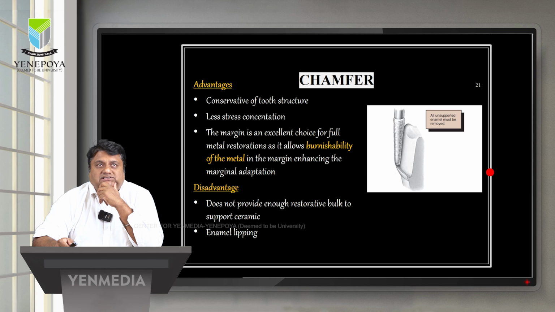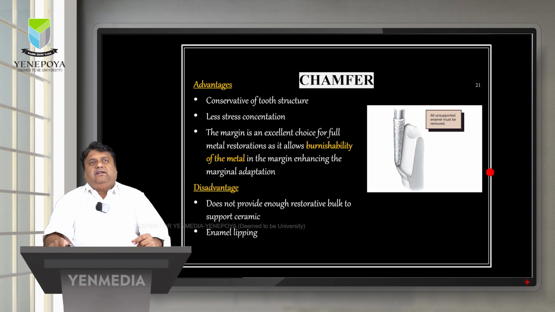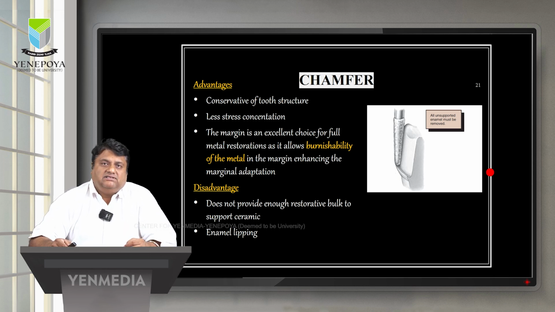So what are the advantages? Again, conservation of tooth structure, less stress concentration. The margin is an excellent choice for full metal restorations as it allows burnishability of the metal at the margin, enhancing marginal adaptation. So what are the disadvantages? It does not provide enough restorative bulk to support ceramic. Now as you all know, for ceramic you require a space of at least around 1.5 to 2 mm thickness, that is roughly around 0.3 to 0.5 mm thickness for the metal coping, and the remaining thickness is for the layered ceramic. So this doesn't provide the thickness, as the finish line thickness is just around 1 mm.